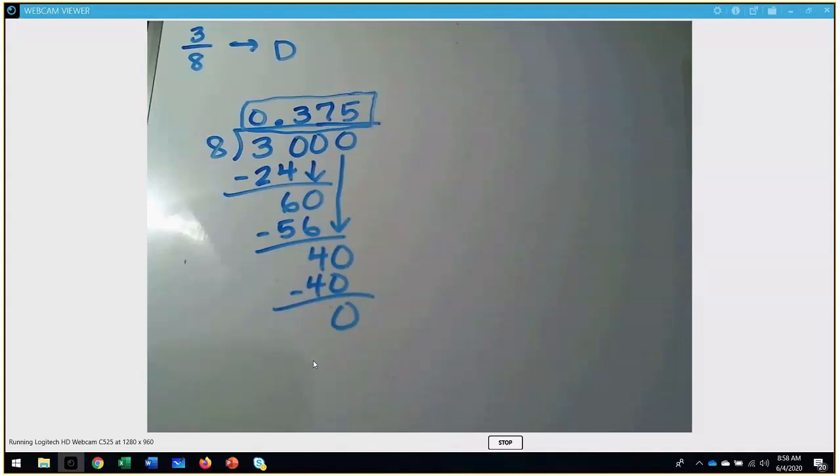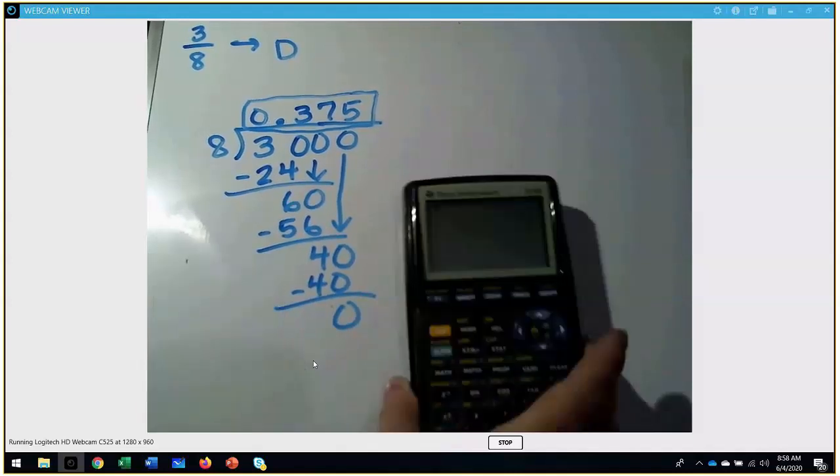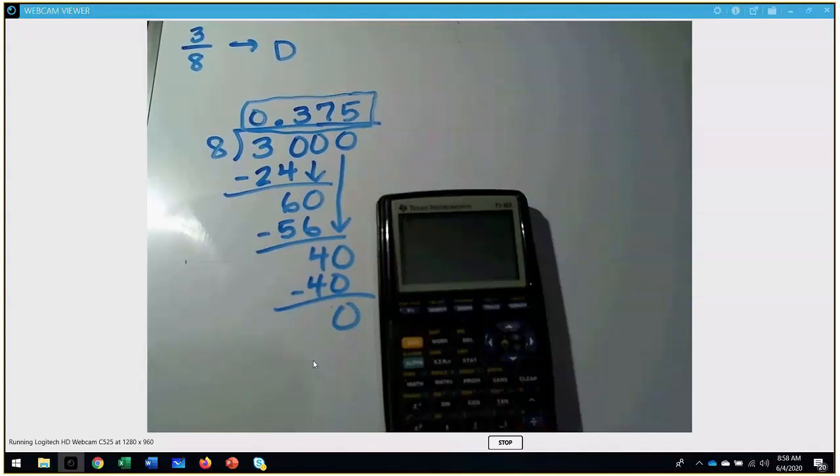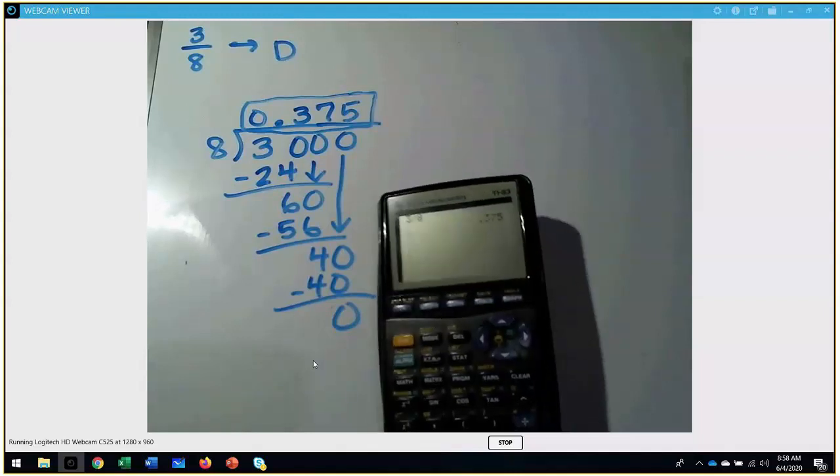When I check it, just make sure when you plug this in that you plug it in top to bottom. So 3 divided by 8, in that order, so that you can check it out.